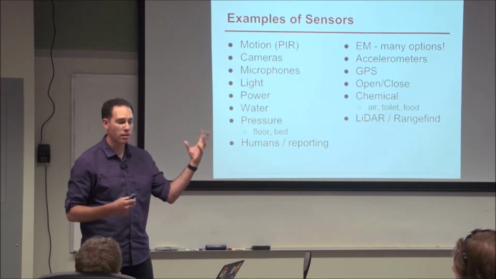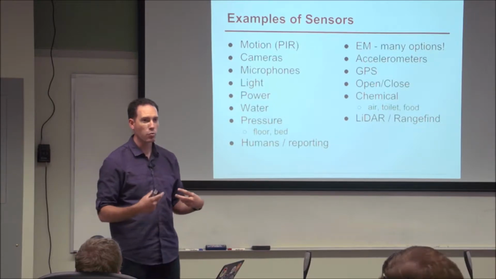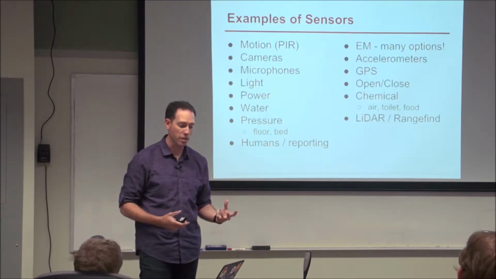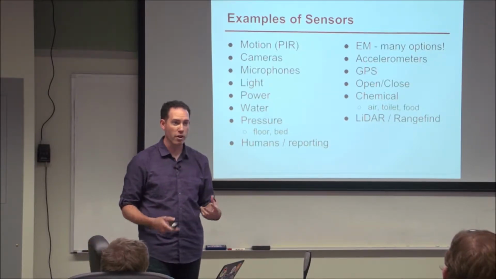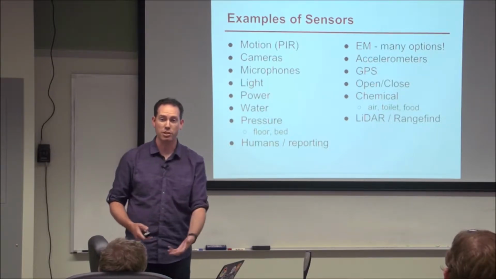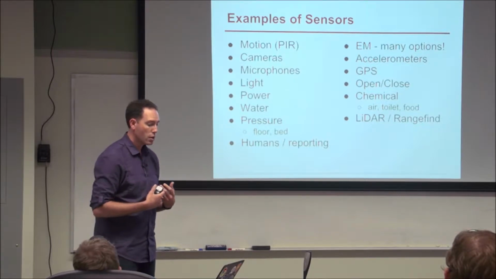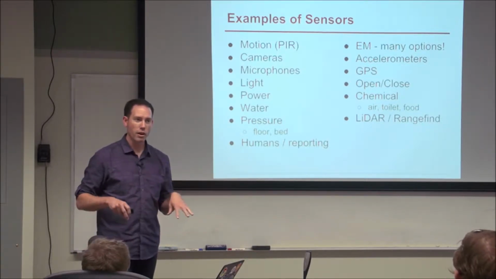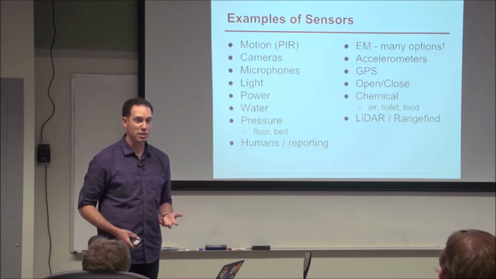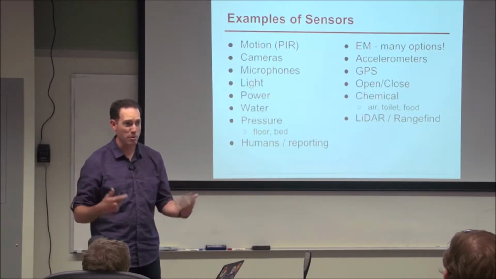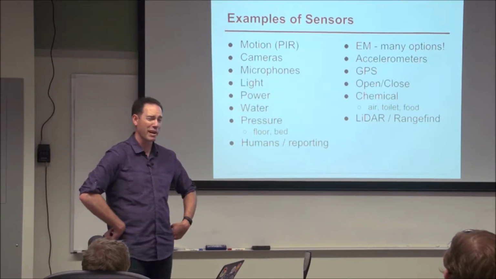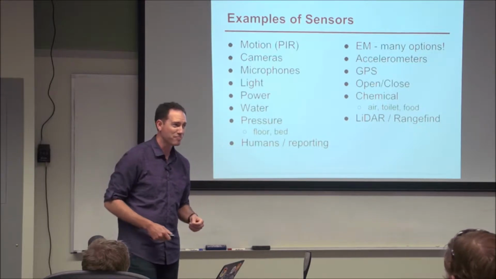How bright rooms are, light level sensing, power metering: what devices are in use, how much are they using? Water sensing: are they taking showers, are they taking baths, are they washing dishes? The use of water is very important to humans. Pressure sensors: are they on the floor, are they in a bed, are they sitting in a chair? We have one in the smart apartment where you sit down in a chair and it says occupied, because someone's sitting in the chair.